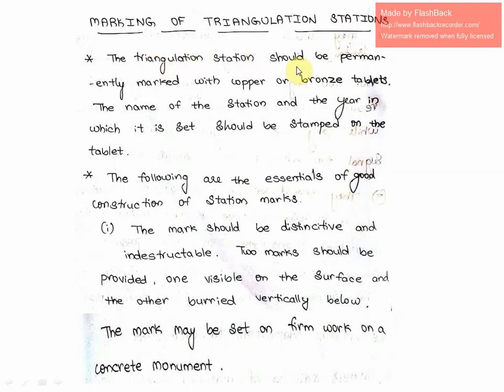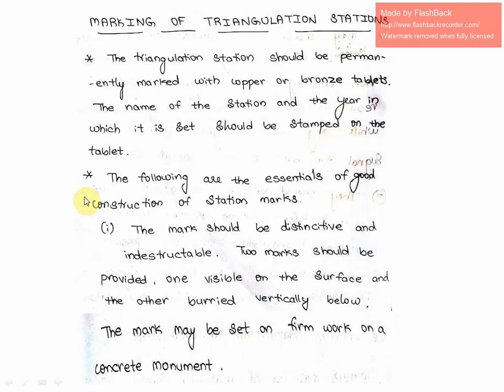See, the triangulation station should be permanently marked with copper or bronze tablets. As I told, you may conduct some future extension work, or the surveying of the whole country can't be completed in a short time. So it takes time to measure the area. For that, the marking should be with a copper or bronze tablet, so that it is not washed away. The name of the station and the year in which it is set should be stamped on the tablet.